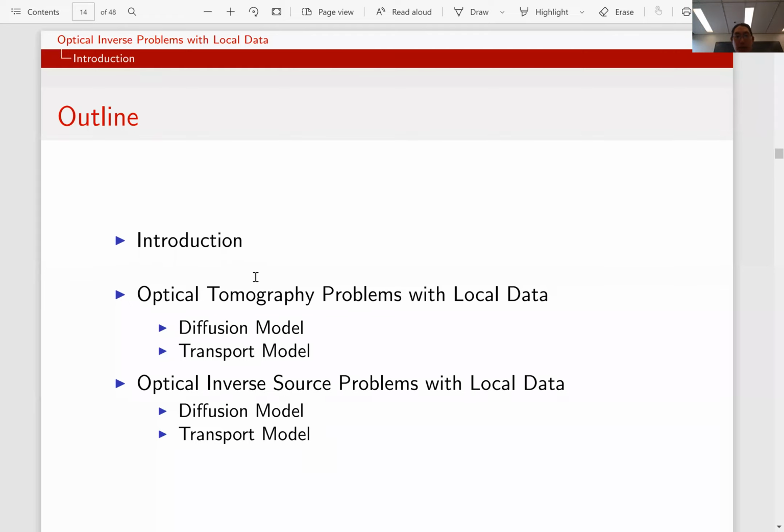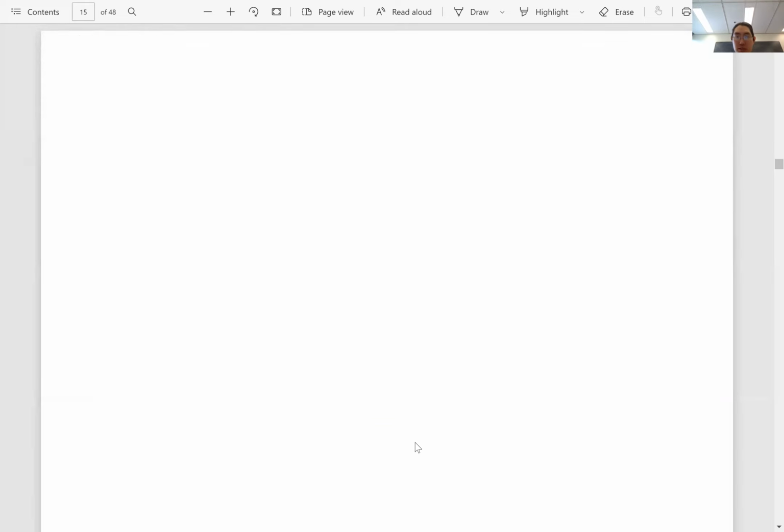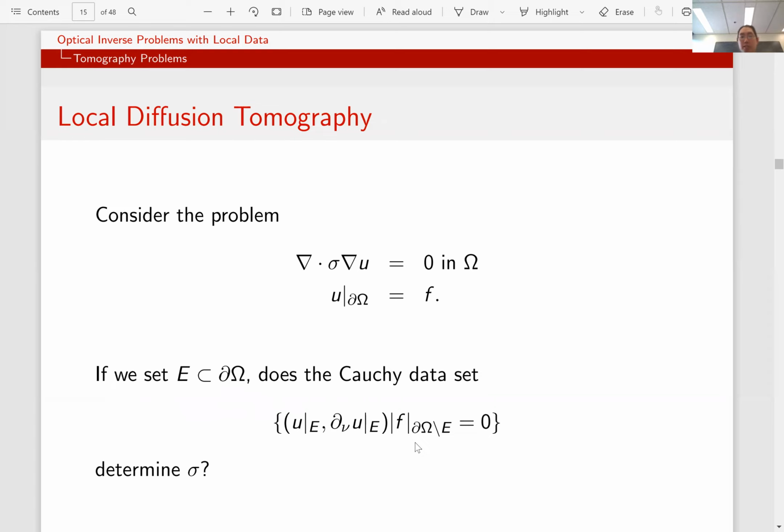So I want to start by talking about optical tomography with the diffusion model and say a little bit about what that looks like. So let's see. I want to consider the following problem. You consider the problem where U satisfies this sort of elliptic equation inside omega with a given boundary condition F. And the question is, if we set E on the boundary, can you determine sigma from measurements there?